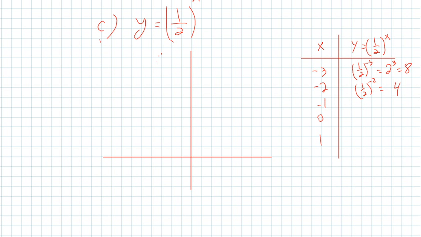1/2 to the power of -1 is 2. 1/2 to the power of 0: anything to the power of 0 is 1. 1/2 to the power of 1 is 1/2. You don't flip, because you don't have a negative exponent.